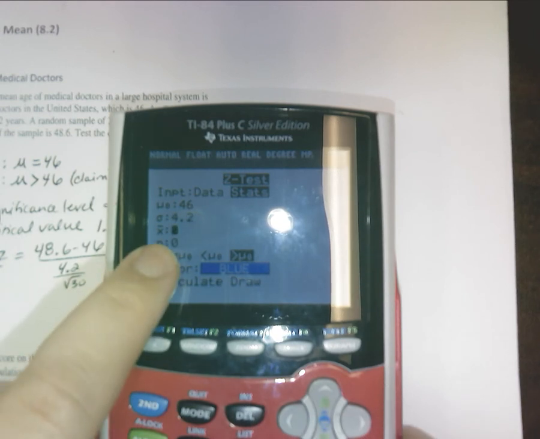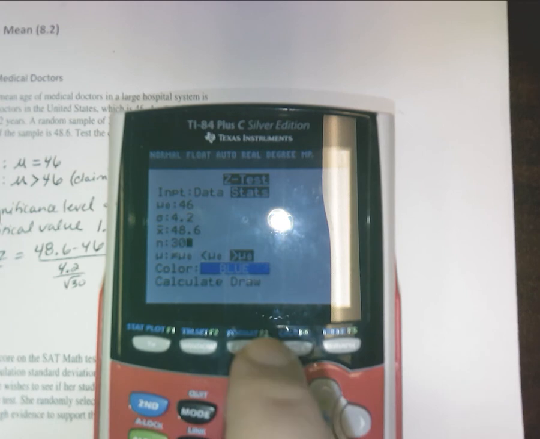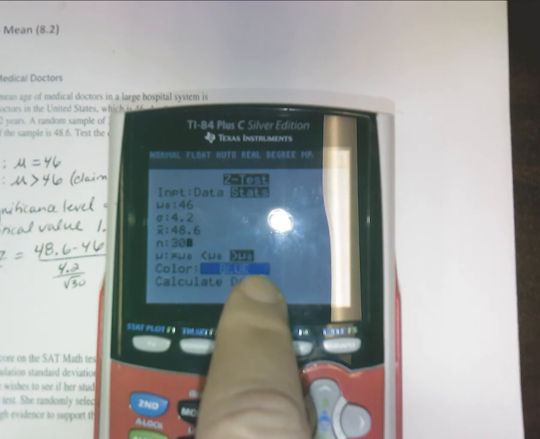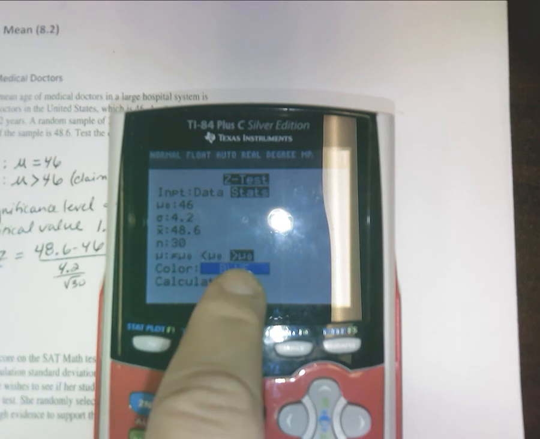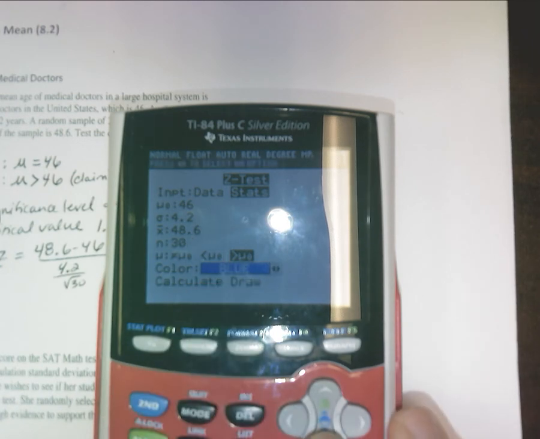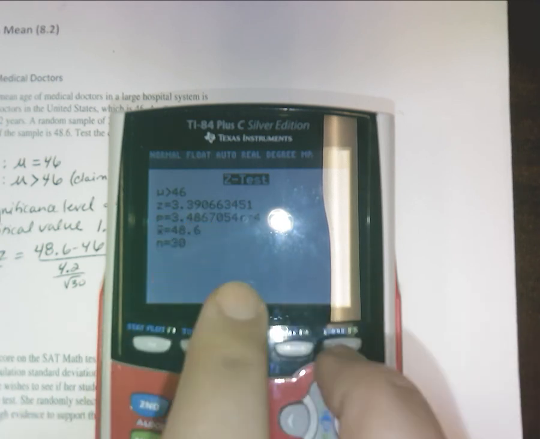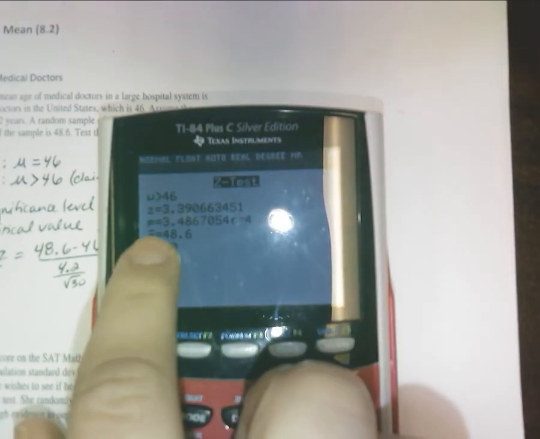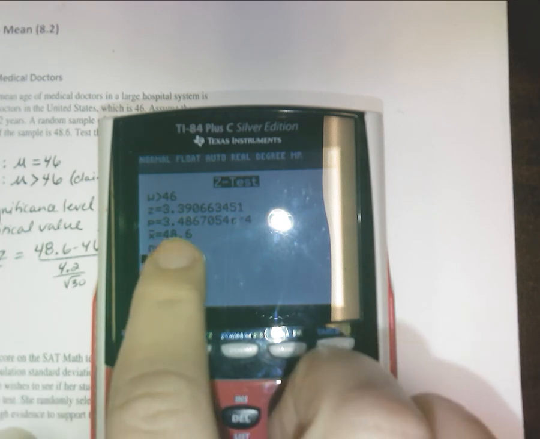What does our sample mean? 48.6. And how many sample people do we have? 30. Now, then you got 3 choices here. Not equals, less than, greater than. You choose the one that you wrote for your HA. My HA was greater, that's the one I choose. Okay? Then go to calculate and look at that. Your Z, 3.39. That's actually what I got right here. Your P, that's the P value we're very interested in. I need you to write that down. 3.48 e to the negative 4.